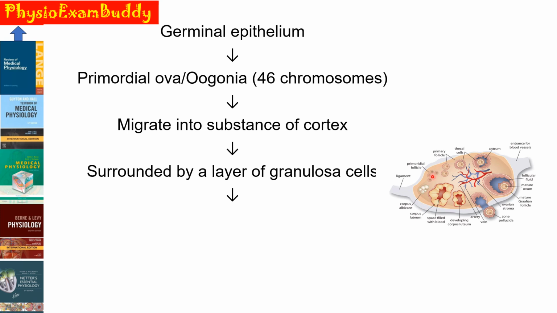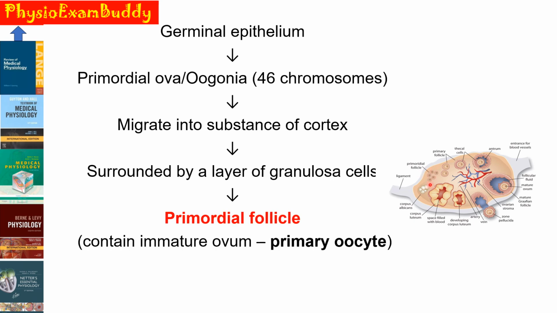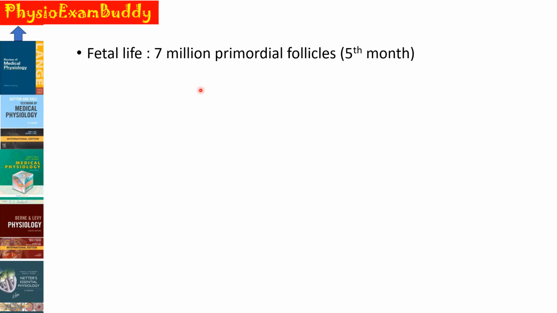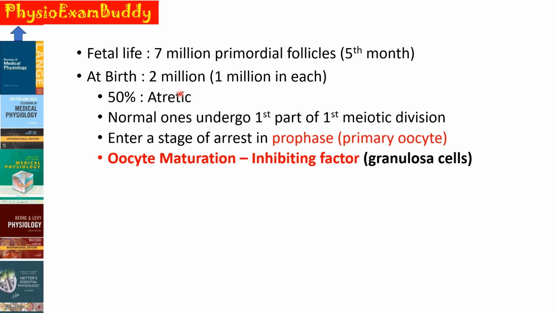Once the primordial ova or oogonia containing 46 chromosomes is formed, it migrates into the cortex of the ovary, and it gets surrounded by a single layer of granulosa cells to form the primordial follicle. This primordial follicle contains the immature ovum, that is the primary oocyte. In fetal life, by the fifth month, there will be around 7 million primordial follicles in a female fetus. At birth, the number decreases to 2 million, that is 1 million in each ovary.